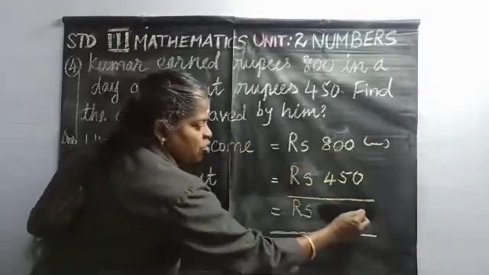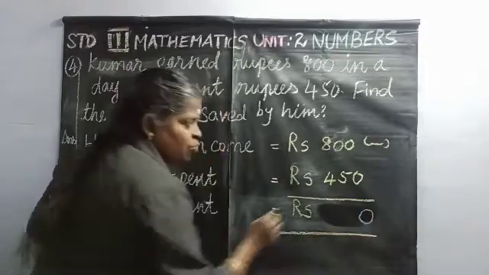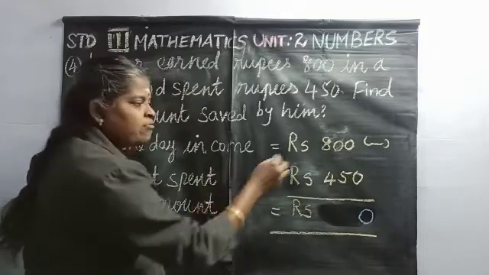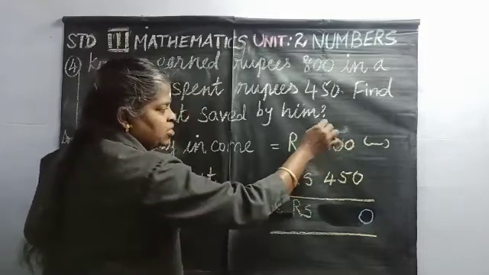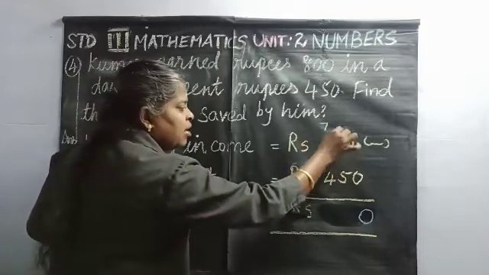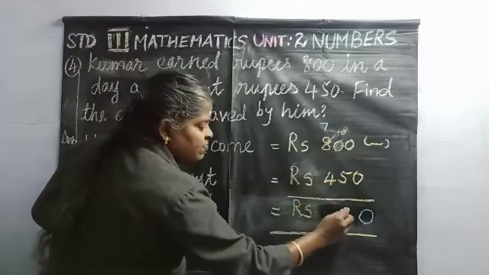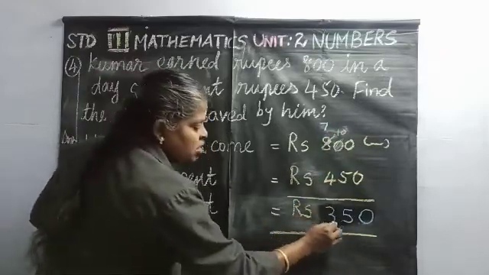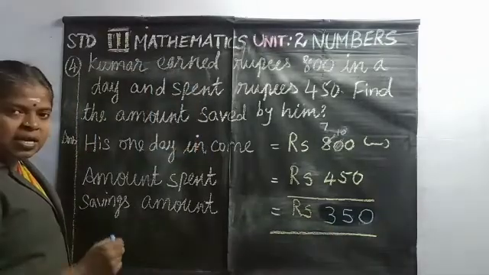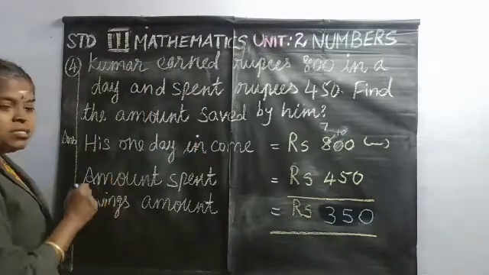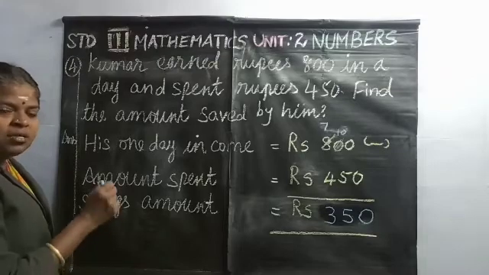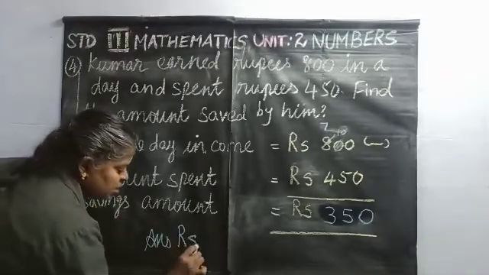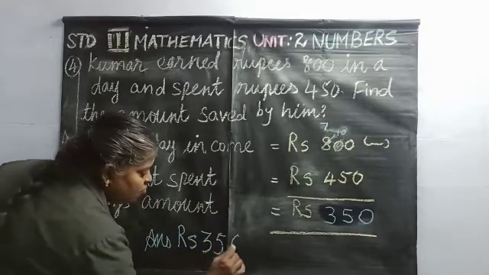0 minus 0 is 0. Then 0 minus 5, we can't subtract, so borrow from 8. 7 here, 10 minus 5 is 5. 7 minus 4 is 3. So the saving amount is rupees 350. The answer is rupees 350.